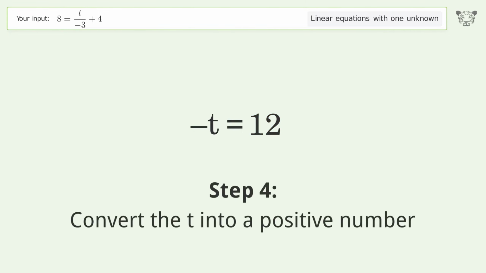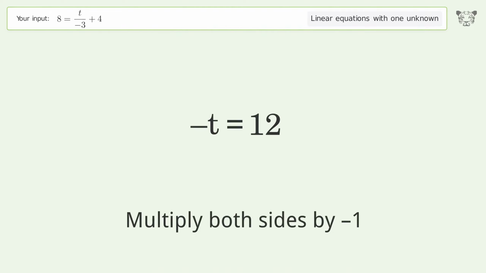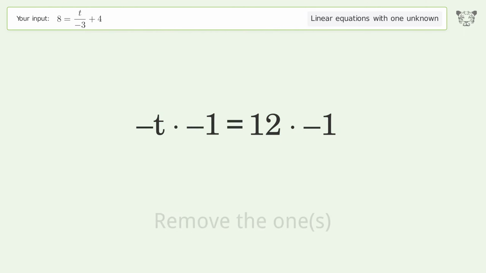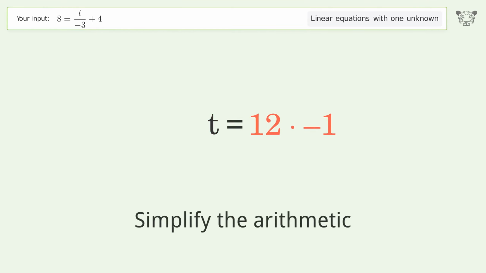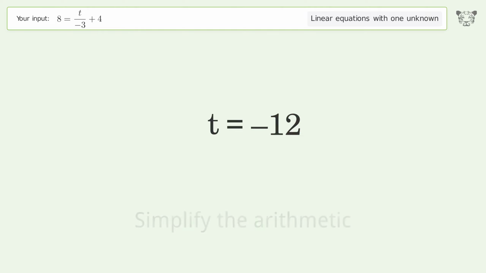Convert the t into a positive number. Multiply both sides by -1. Remove the ones. Simplify the arithmetic. And so the final result is t equals -12.